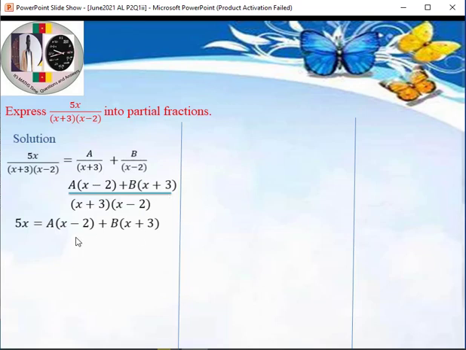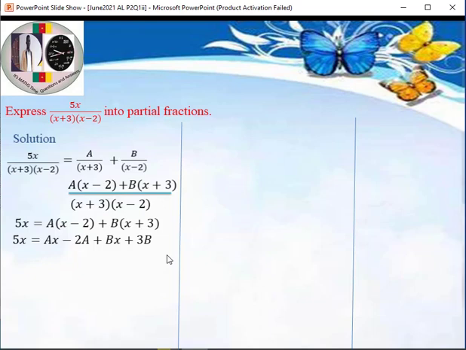So we are going to have x times A will be Ax, minus 2 times A will be 2A, plus B times x will be Bx, plus 3 times B will be 3B. So we are going to have 5x equals Ax minus 2A plus Bx plus 3B. Now the next thing we are going to do is to equate the coefficients of terms on the right hand side and terms on the left hand side. The very first coefficient we are going to equate are the constants.